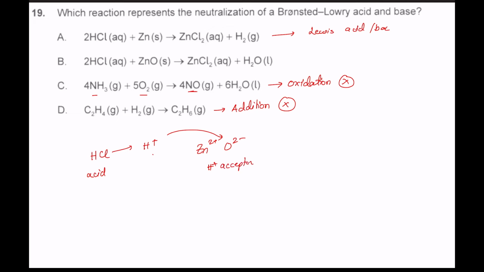And finally you are getting H2O as a product, and the Cl minus and Zn2 plus will combine to form ZnCl2. So yeah, we found both the H plus donor and the H plus acceptor in option B, right? So I can say option B is actually the neutralization of a Bronsted-Lowry acid or base.